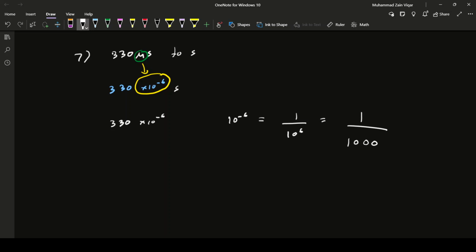And 1 over 10 to the power 6 means 1 over 10 with 6 zeros: 1, 2, 3, 4, 5, 6. So this is what this would mean. You could just simply divide your number 330 by 1,000,000. If you divide this in the calculator, you'll have to move 6 decimal places. So you'll be left with 0.00033 seconds. This number obviously converts into this. So this is how we're going to do some simple conversions.